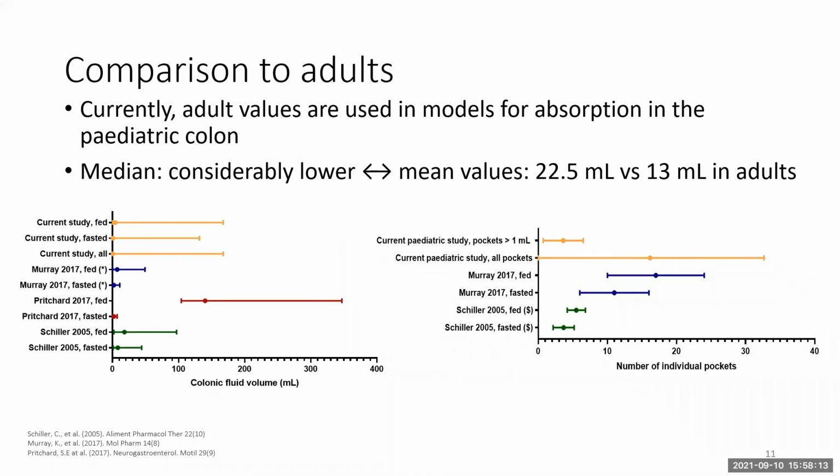When we compare to adults, because currently adult fluids are used in those models for absorption in the pediatric colon, we saw that the median was considerably lower, so our 0.8 ml of volume compared to 2.8 ml in adults, whereas our mean value, 22.5 ml, was nearly double that of adults, 13 ml, which are not shown here on these graphs.